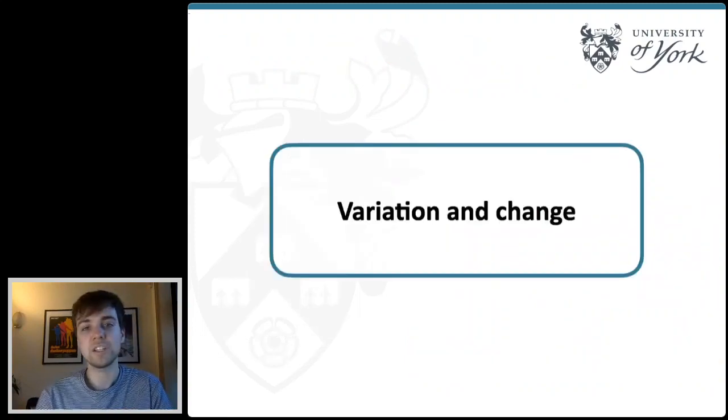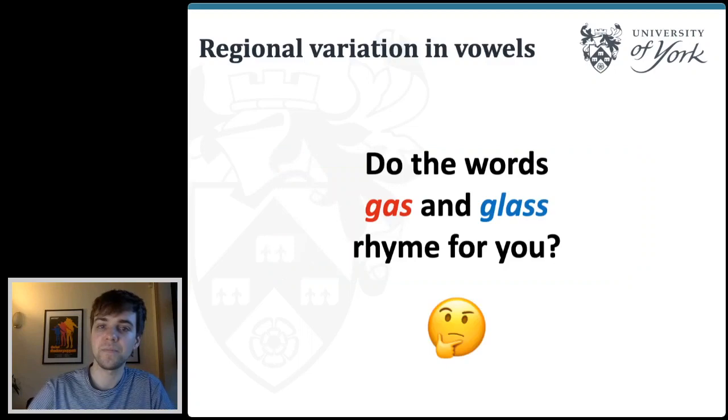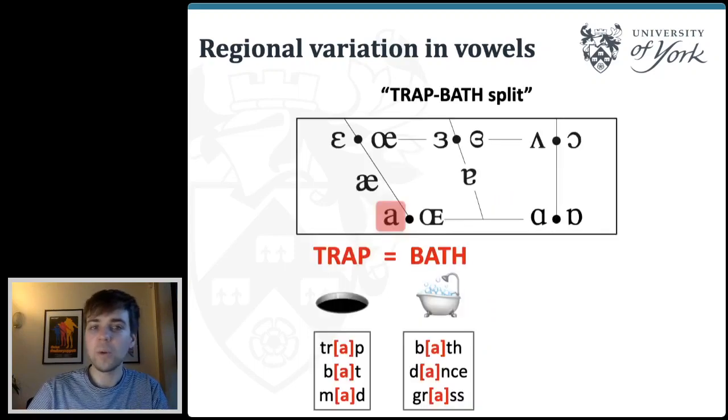Okay, I want to just finish, as promised, talking a bit about variation and change. So all the different ways in which phonetics can vary between different dialects, and how sounds can be involved in language change over time. So to start off with, just think about this question. Do the words, well, I probably shouldn't say them, I don't want to influence you. So read the words and think about, do they rhyme for you? So for me, I would say gas and glass. So they do rhyme. But I'm guessing for some of you they didn't. So what's going on? Why is it that these words rhyme for some people but not others?